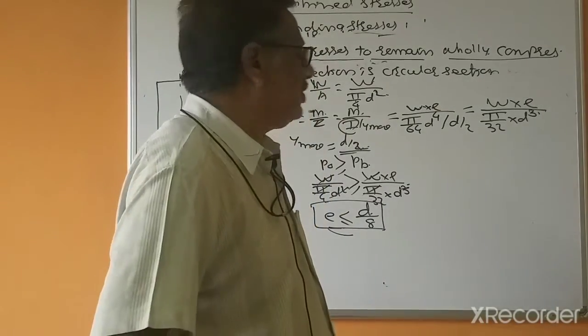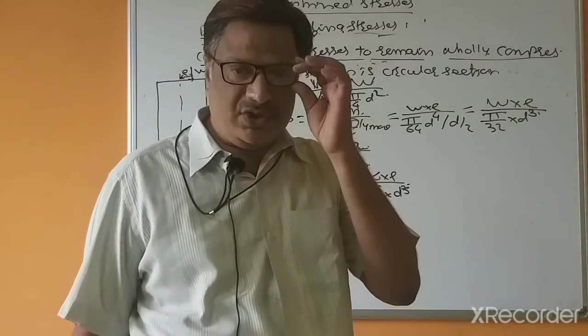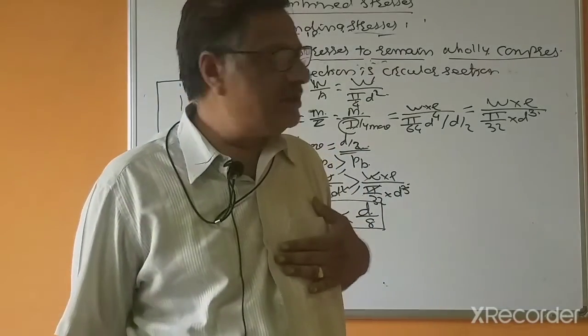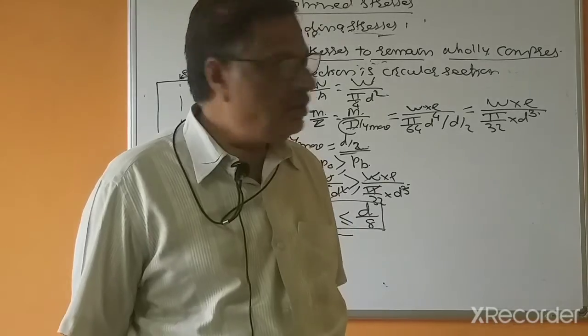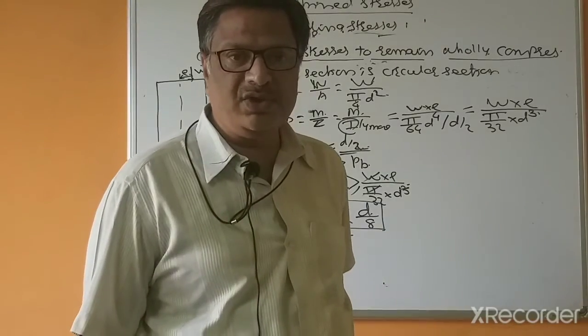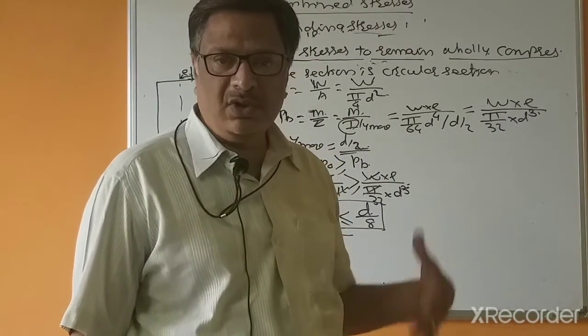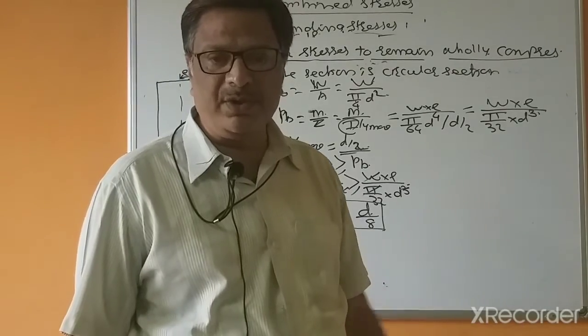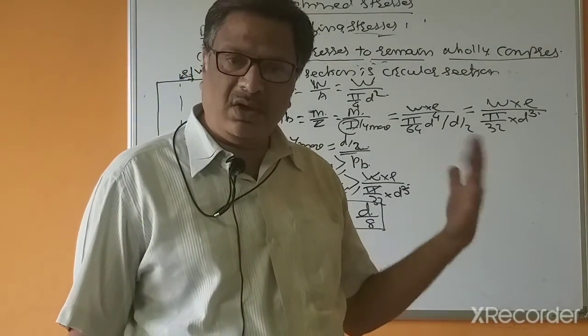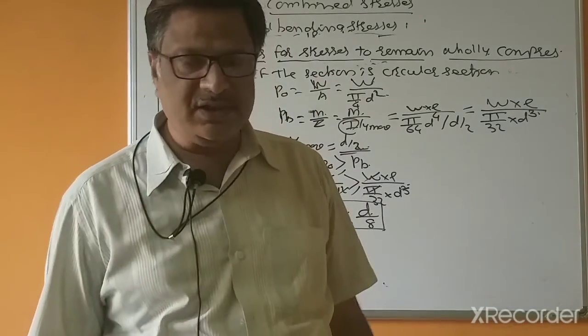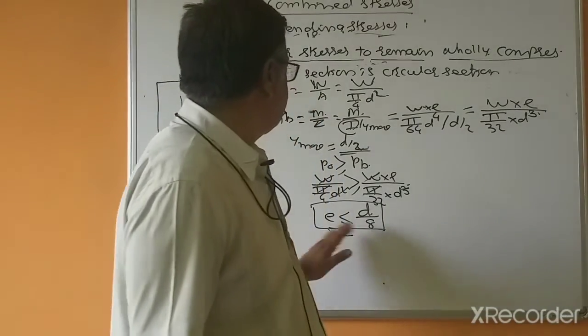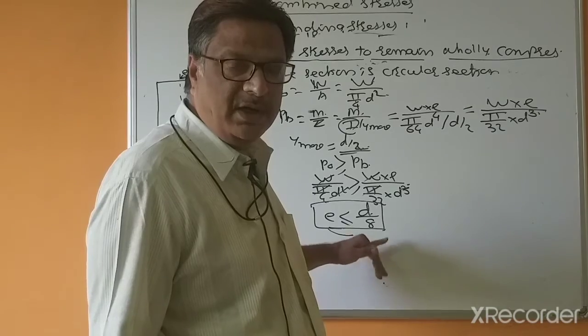So I think you can understand the conditions for rectangular sections. What is the condition for rectangular sections? The stresses induced in the columns or sections are compressive when the eccentricity is B by 6 or D by 6, and for circular section it is equal to D by 8.